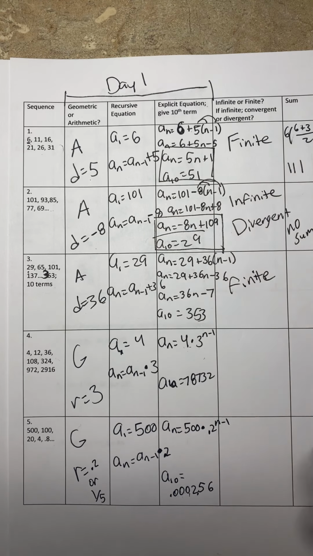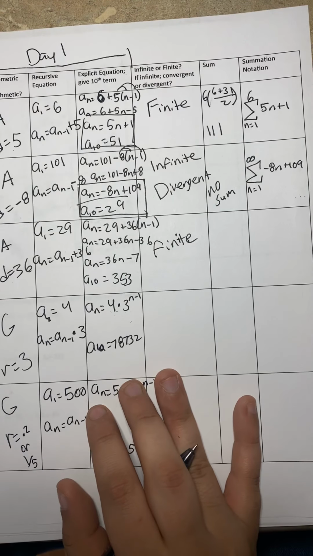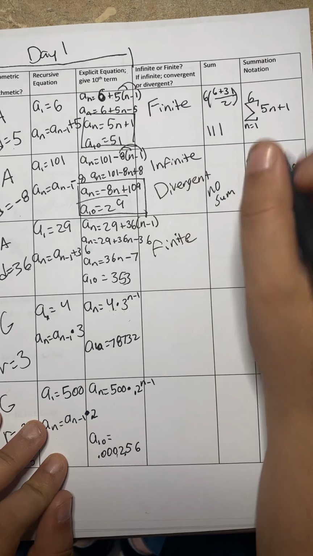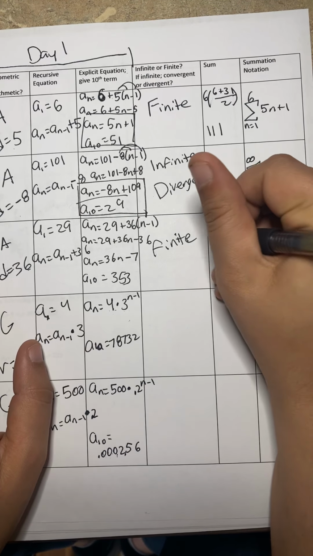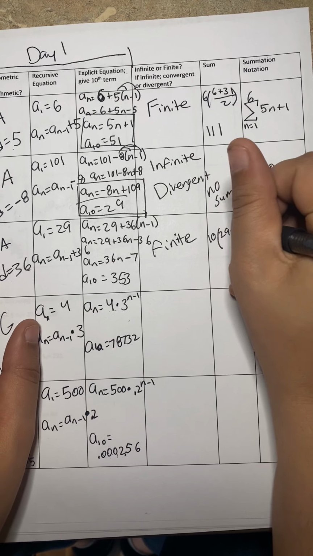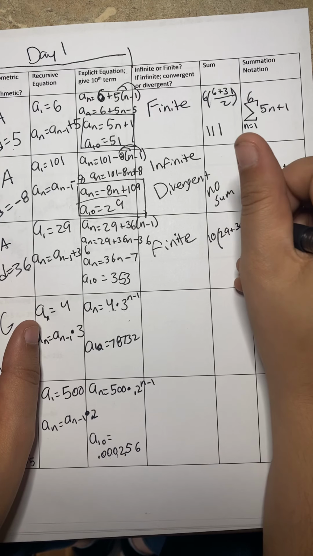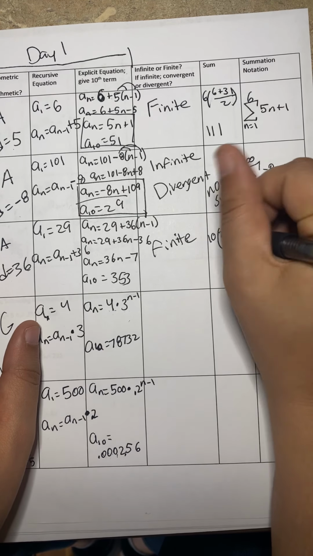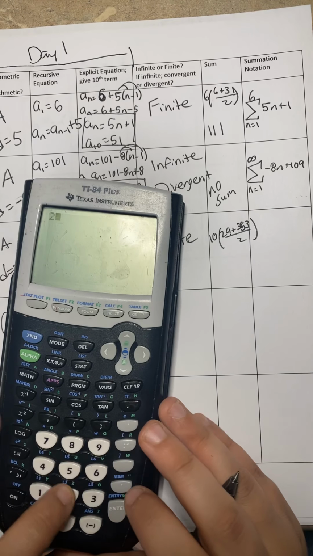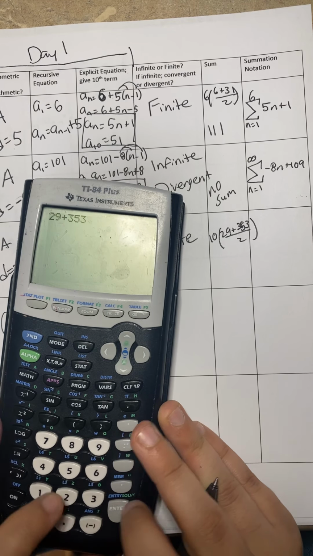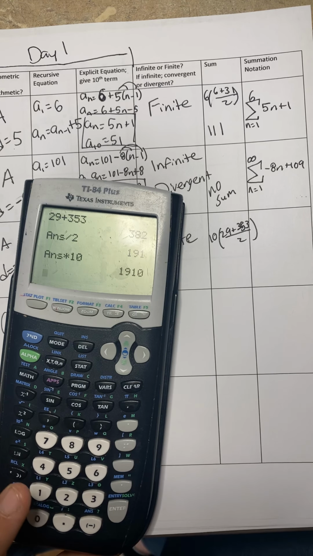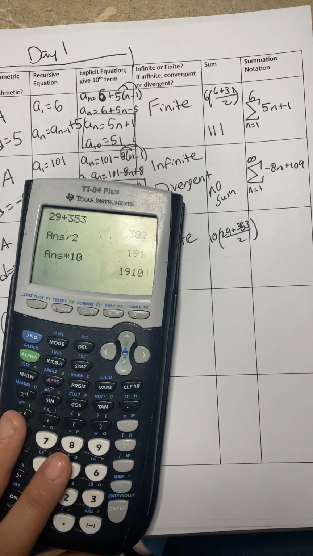Finite. Okay? Which means that we can use that equation where we use our n value. So there's 10 terms here, so it's going to be 10 parentheses my first number, 29, plus my last number, 363, or 353, sorry, over 2. So 29 plus 353 divided by 2 times 10 gives me 1,910.